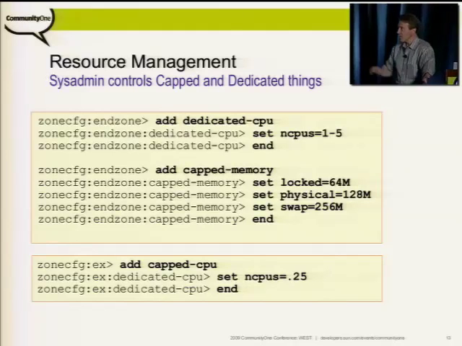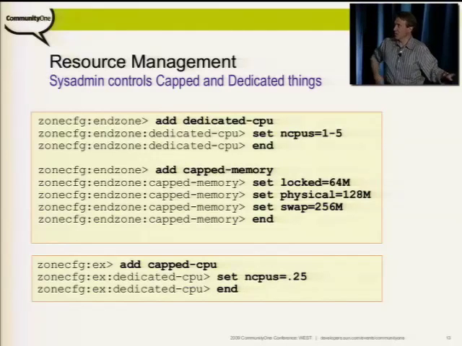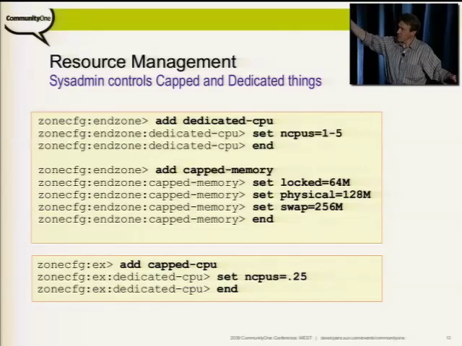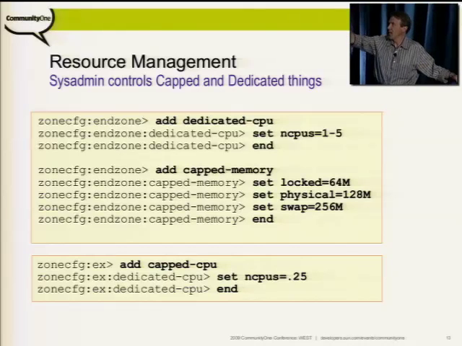The other thing you can do here, as I'm showing, is set up a capped memory configuration. Basically, what we're doing here is setting upper limits on the amount of memory that this zone can use. You can see you can set up to 3 different properties. You don't have to set all 3. You could just set one if you wanted. You could set a physical memory limit, let's say, and not set the other 2.